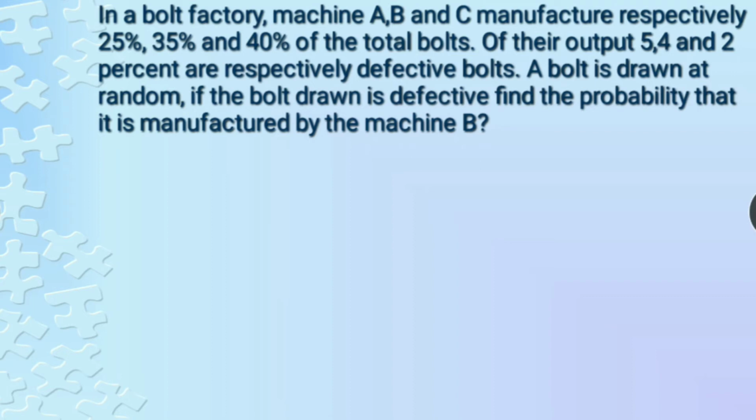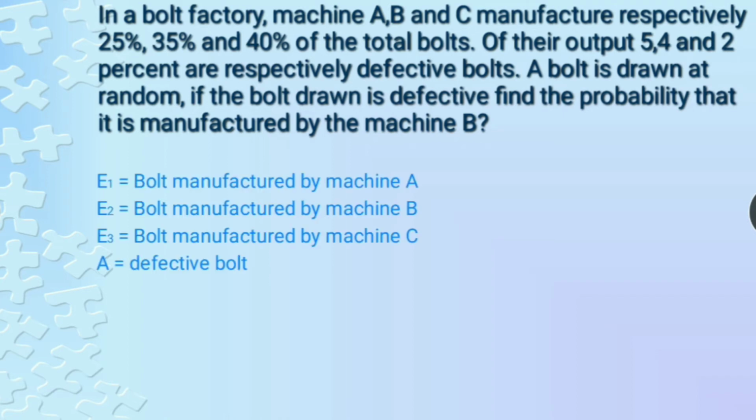In previous question, we were finding the probability of defective bolt. In this question, we have to find the probability that defective bolt is manufactured by machine B. So it's one further step to the previous one. So here let's take E1 to be bolt manufactured by machine A, E2 to be bolt manufactured by machine B, and E3 to be bolt manufactured by machine C, and let's take A to be our defective bolts.